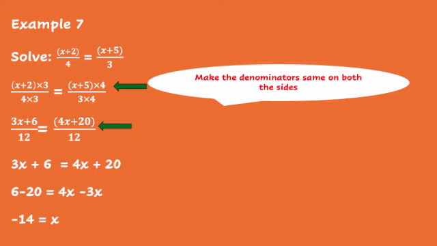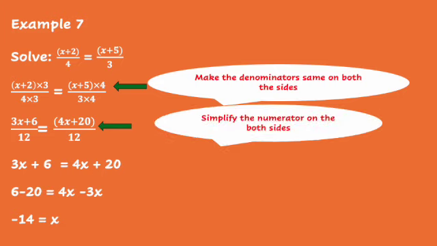Next step would be to open the brackets on both the sides. So we multiply each term of the bracket on the left hand side by 3. And we multiply each term of the bracket on the right hand side by 4. So here we are just simplifying the numerators. Now our denominators are the same. So now it's time to get rid of the denominators. We can simply equate the numerators. When we do that, we get 3x plus 6 equal to 4x plus 20.